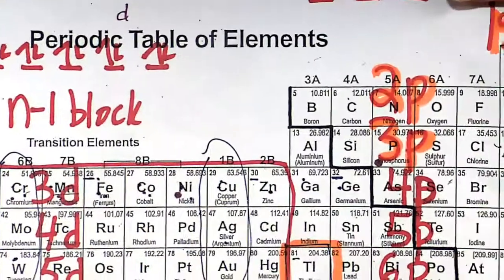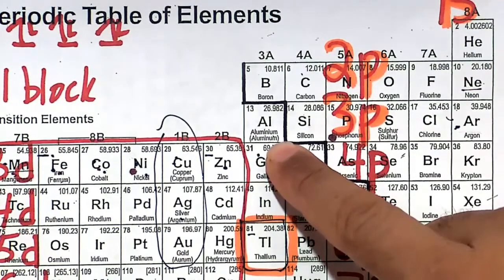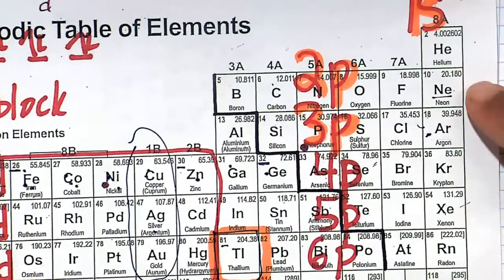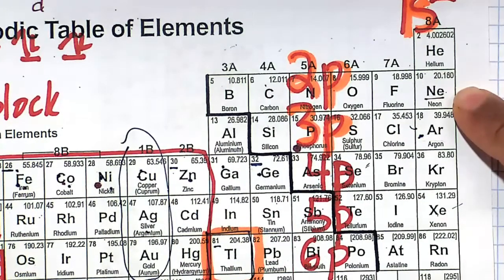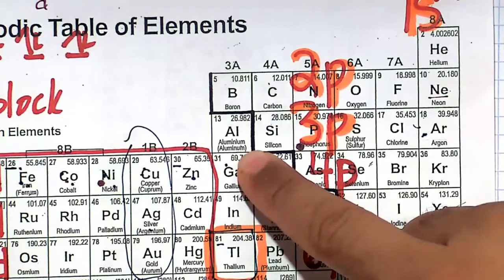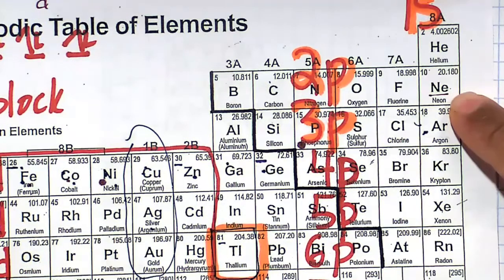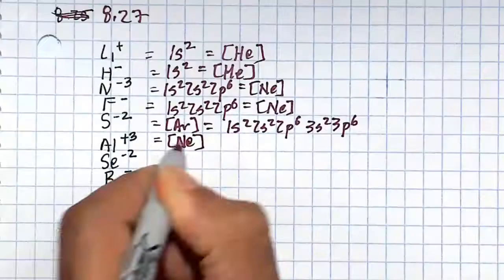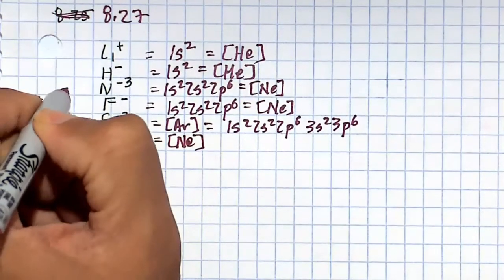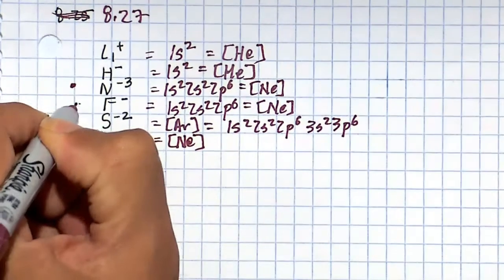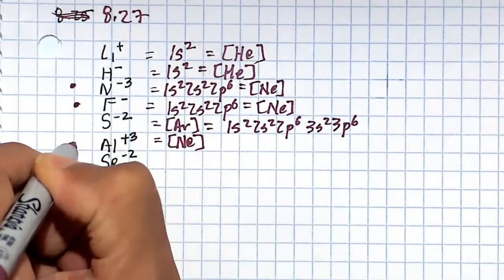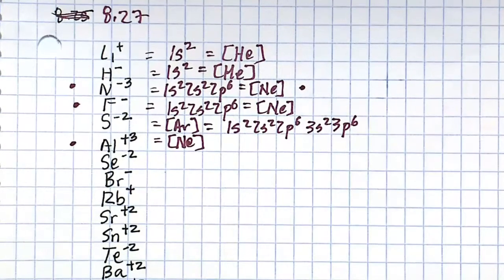So Al plus 3, looking at Al in the periodic table, plus 3 means it lost 3 electrons. So this is another isoelectronic series with neon. The nearest noble gas of Al plus 3 is going to be neon, and the electron configuration of neon is 1s2, 2s2, 2p6. And again, more isoelectronic species, N minus 3, F minus, and Al plus 3 all have the same electron configuration as neon.